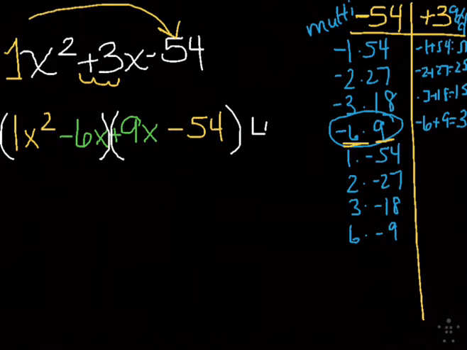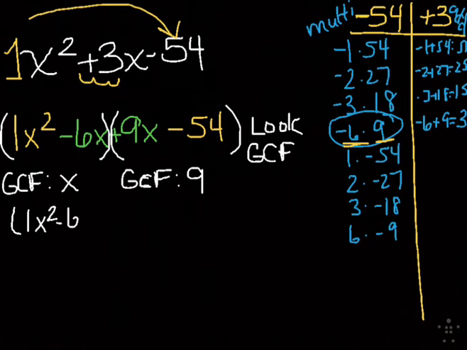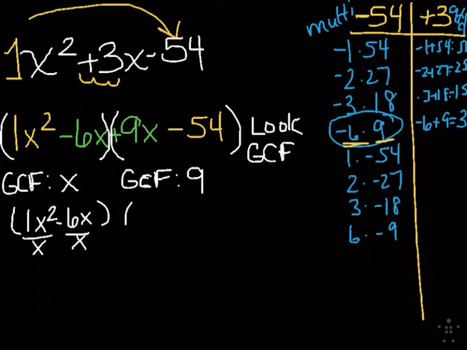And now I'm going to look for the GCF of each set of parentheses. So the GCF of the first set is going to be just x. I only have x in common. The GCF of the second set is going to be 9. So now I go and factor out the GCF. I divide the first set of parentheses by x. The second set of parentheses, I'm going to divide by 9.